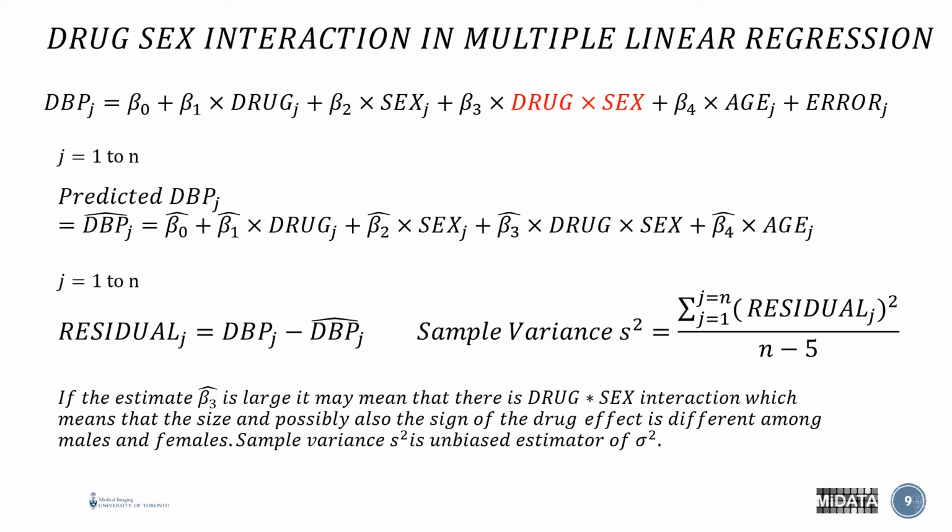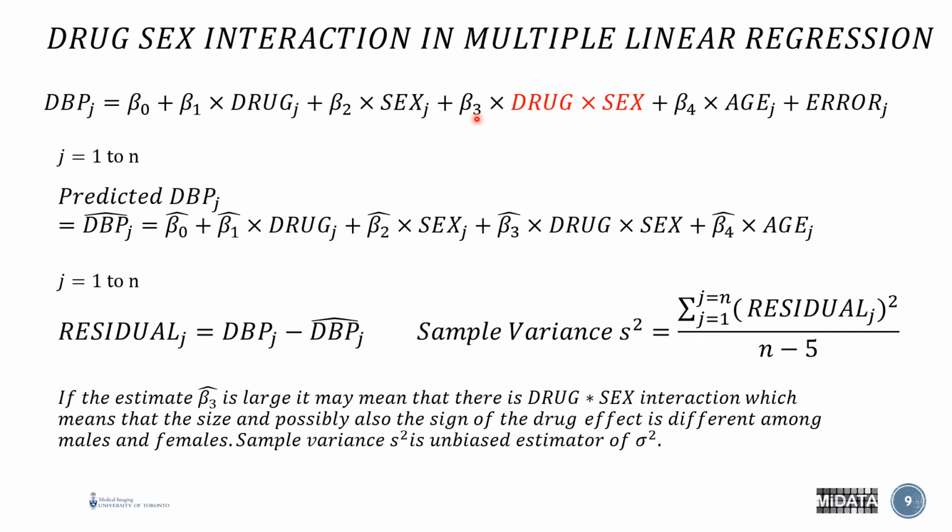There's a relationship between the two, and we call this interaction. What it can mean when you have a drug and sex interaction in this case is that the size, and possibly also the sign, of the drug effect is different among males and females. If this is the case, you're going to want to test that interaction, and to do that, you need to include another term, the interaction term, drug times sex, with its parameter estimate.